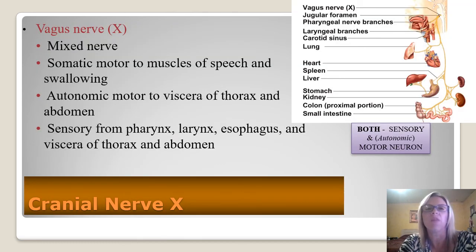Next, we have the vagus nerve, and the vagus nerve originates from the medulla oblongata and it extends down through the neck into the chest and abdomen. This is a mixed nerve. It has both somatic and autonomic branches, and it functions with things like the thoracic and abdominal viscera, carotid sinuses. You can see that it goes to many, many visceral organs.